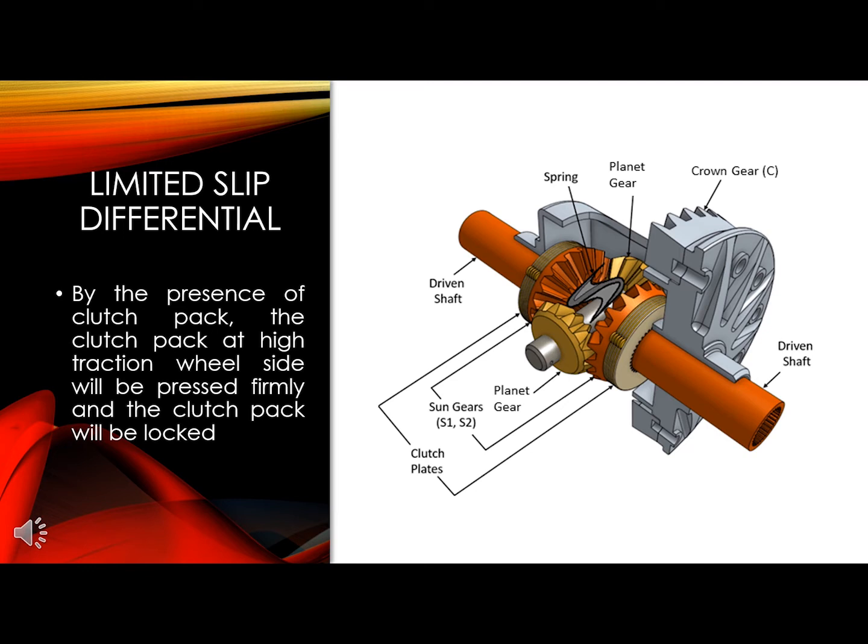When a wheel drives on a bad road surface, low traction will be produced and at the same time a high traction will be transferred to the other wheel. By the presence of the clutch pack, the clutch pack at the high traction wheel side will be pressed firmly and locked. The power from the differential casing will flow directly to the high traction axle via the clutch pack assembly.